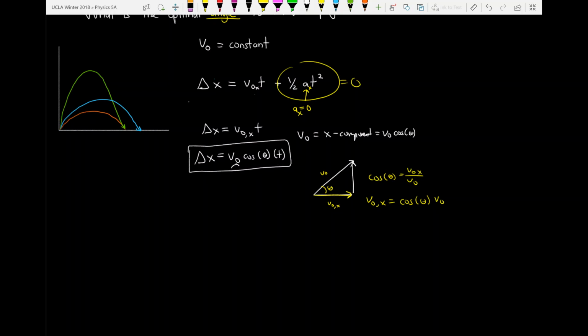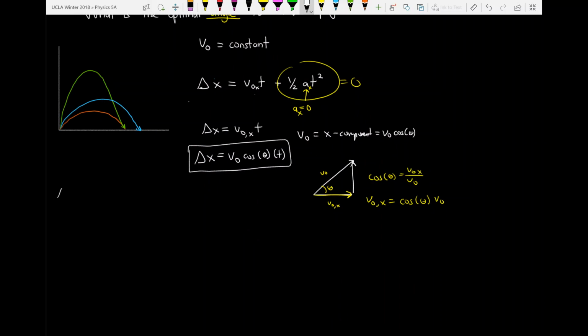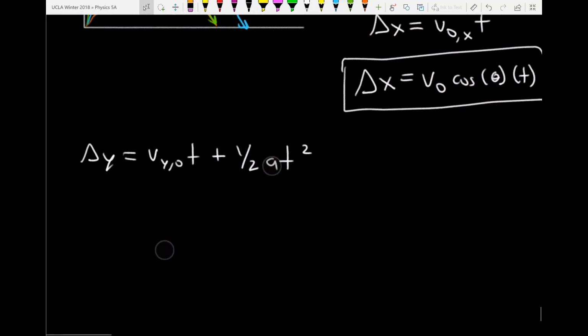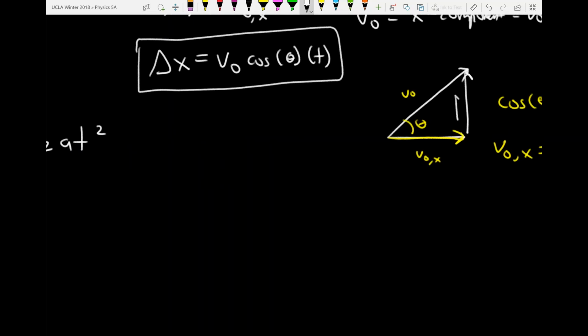So let's try to use the other component, the y component, to help us try to solve this problem. Let's think about what the y component looks like using this kinematics equation. Change in y is v y initial times t plus 1/2 a t squared. Let's zoom in on this real quick. Now, I'll try to figure out a few things. Let's try to simplify this. What's v y initial? Well, with the same reasoning over here, it's just the sine theta component instead of the cosine theta.